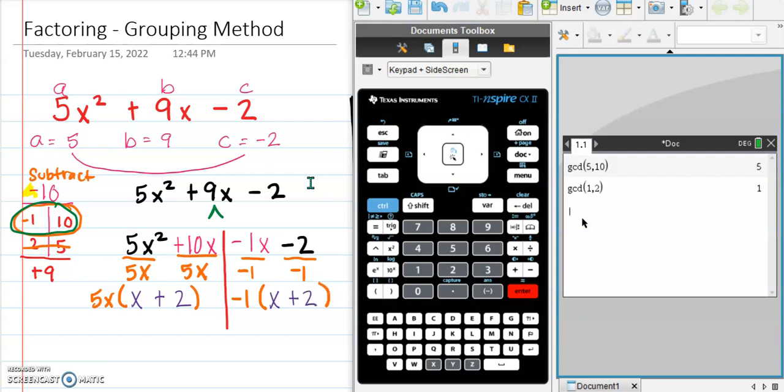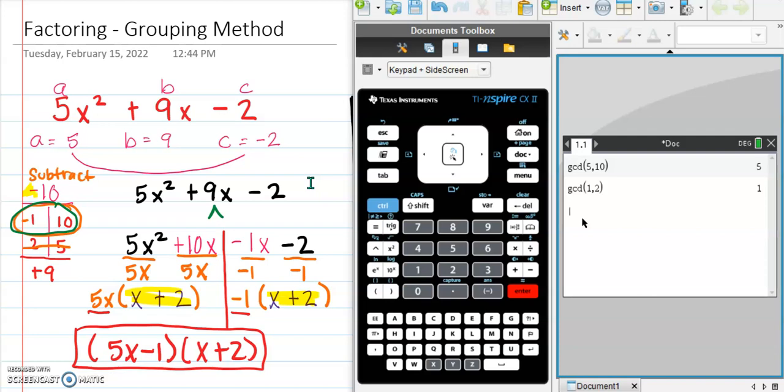Notice when you do this correctly, what's inside your parentheses should be the same in the first section and in the second section. So now let's write our problem. We're going to take 5x and that -1 and put it together. Take our GCFs and put those together, and then we put the remainder, what was left after taking out the GCF, that x plus 2. And that is my two factors, and that's how we do it by grouping.